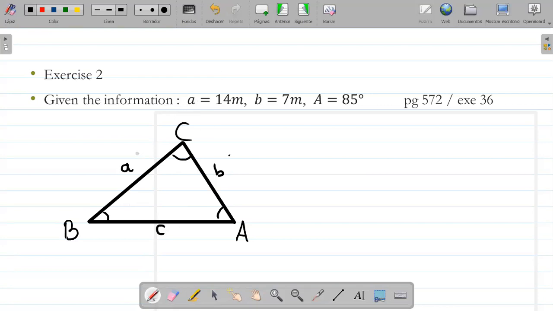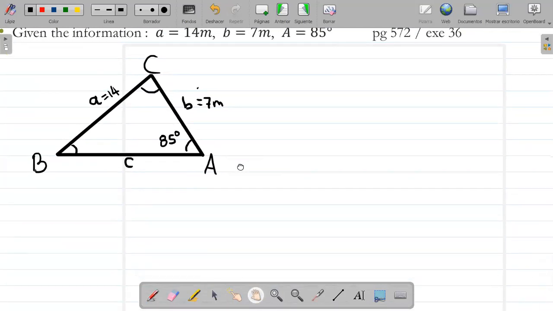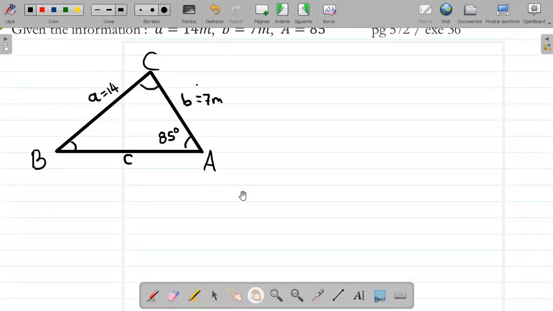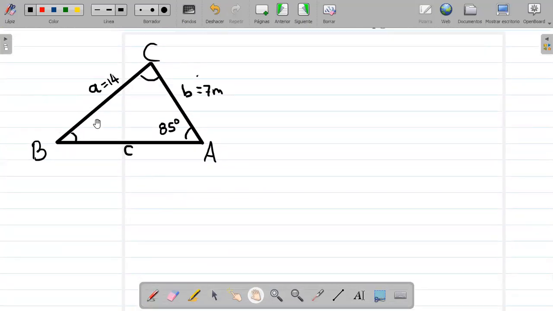We have that the measurement of side A is 14 meters. What else? The measurement of side C is 7 meters. The measurement of angle A will be 85 meters, sorry, 85 degrees. So what case is that one? Side, side, side, angle, angle, side. Which is that case? Can you tell me what case this one is?